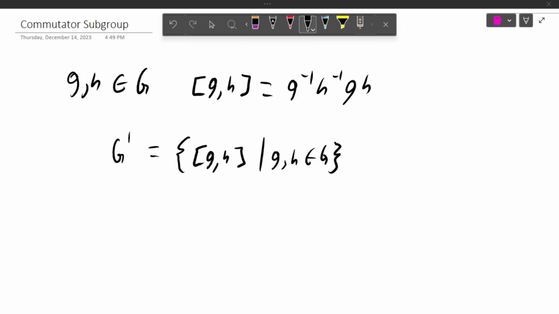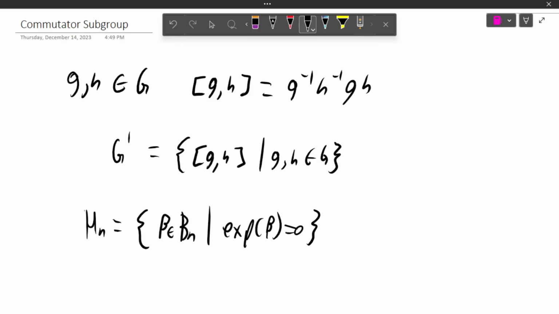What's special about our crossings and our exponential sum is it turns out that the set H_n, which is equal to the set containing all beta in our braid group B_n, such that the exponential sum of beta is equal to 0, is the same thing as the commutator group of B_n. The commutator group is always going to be normal, so that gives us some interesting properties when the exponential sum is 0.